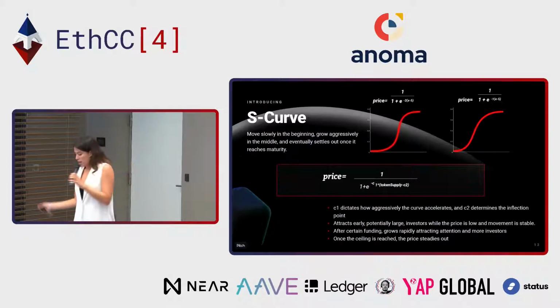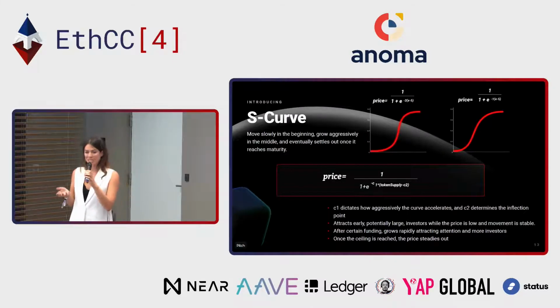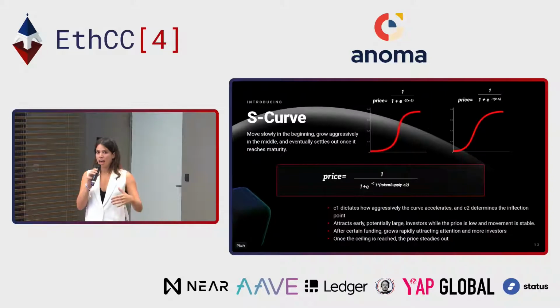So the S curve, as I mentioned, this one is my favorite. It moves very slowly in the beginning, grows aggressively in the middle, and eventually settles out once it reaches maturity. So basically, if you have a project, you want to launch it and you want to get investors out there, you could launch your bonding curve and start sharing it with your investor friends, the close community.